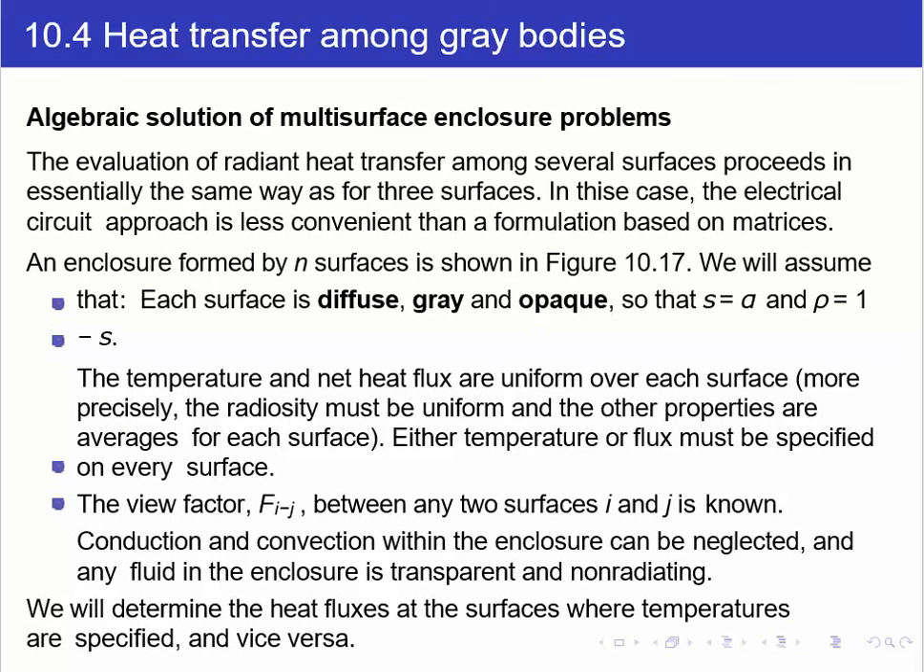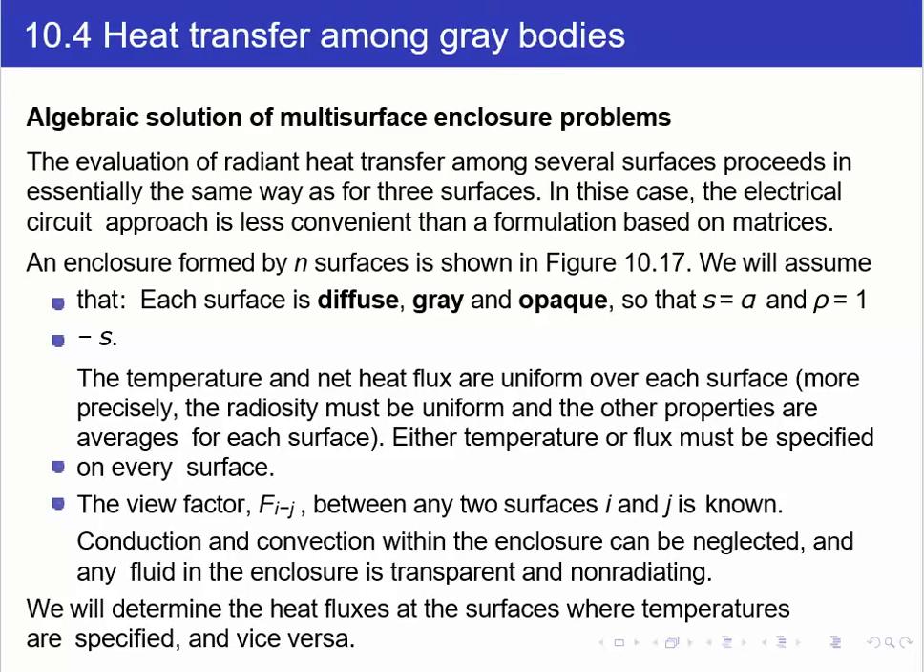Next we have the algebraic solution for multi-surface enclosure problems. The evaluation of radiant heat transfer among several surfaces proceeds in essentially the same way as for three surfaces. In this case, the electric circuit approach is less convenient than the formulation based on matrices. For an enclosure formed by n surfaces, we can assume that each surface is diffuse, gray and opaque, so that we can take the value of alpha equal to epsilon, or transmissivity equal to 0, or rho equal to 1 minus epsilon.